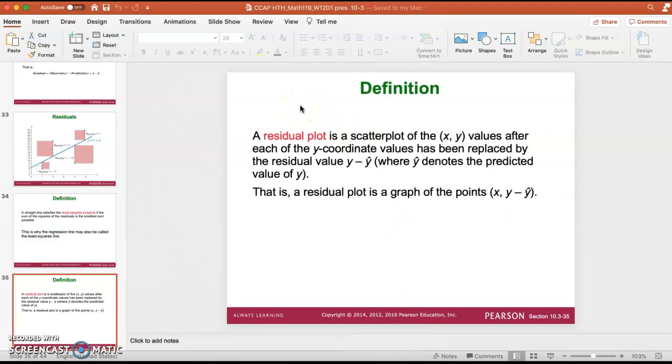Now, just with another definition here, a residual plot is a scatter plot of the xy values after each of the y coordinates has been replaced by the residual value that you get from doing the observed minus the predicted y value. That is, a residual plot is a graph of the points x, comma, y minus y hat.